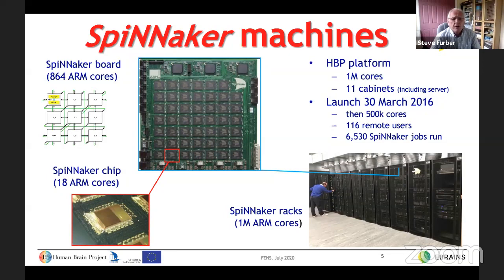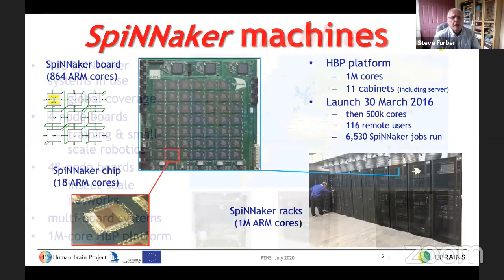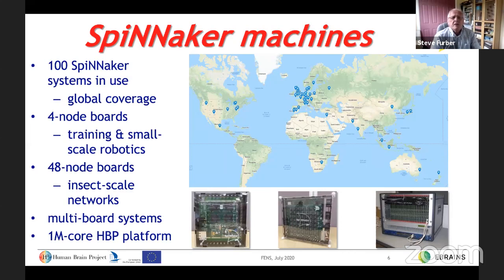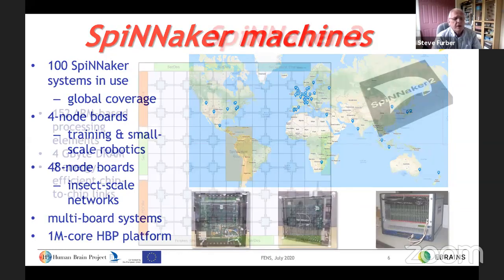Of course, it's not the only Spinnaker system in existence, and we have been loaning and then selling Spinnaker boards to research labs all around the world for the last 5 or 6 years, and this map gives you an idea of their geographical disposition. The small board, which incorporates 4 packages, is useful for applications such as mobile robotics and for training in the use of Spinnaker. And the 48-node board, the larger board, will support a neural network of the scale of a small insect brain such as Drosophila.